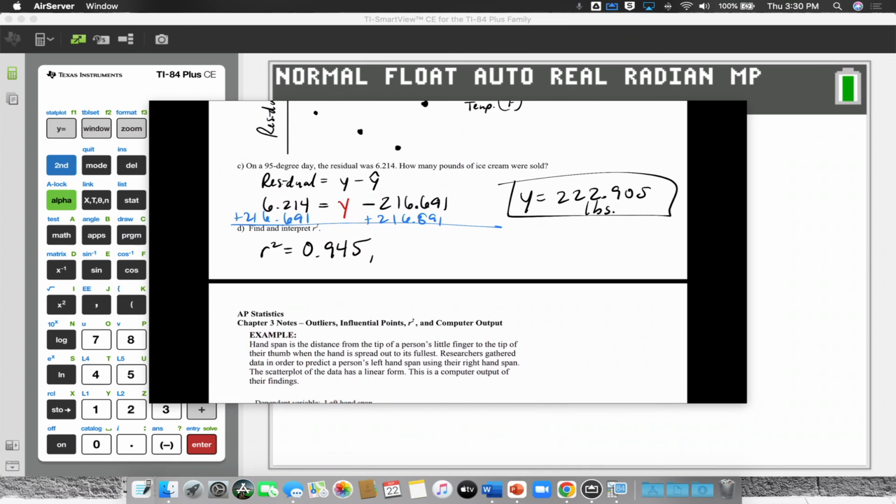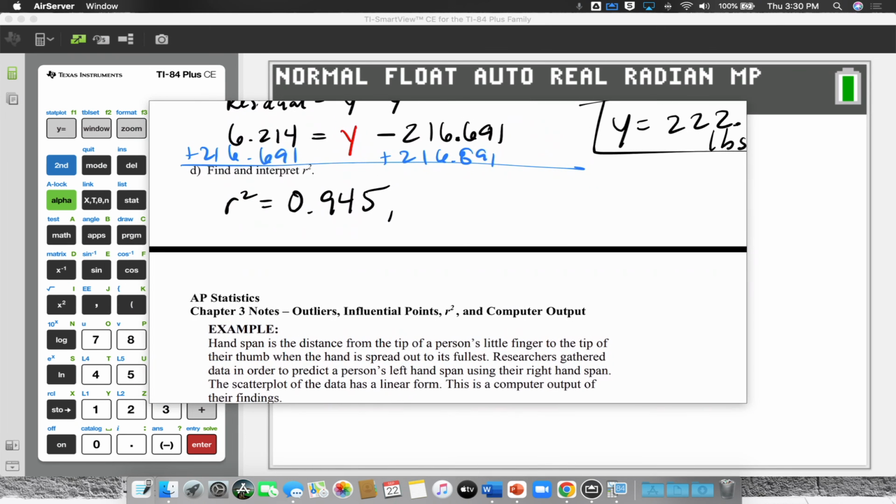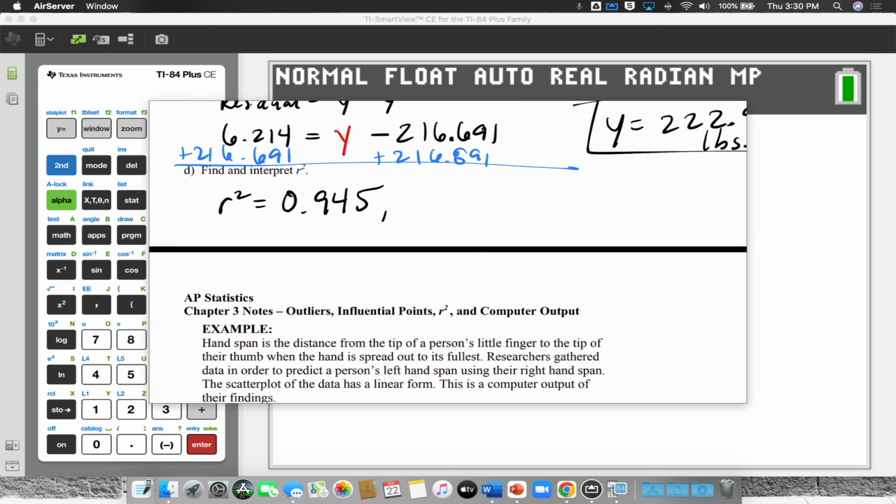What is the effect? Effect with an E, not an A. What is the effect that temperature is having on ice cream sales? Almost 95% of the reason why ice cream sales are what they are is because of temperature. That's pretty high. Can't go above 100%.